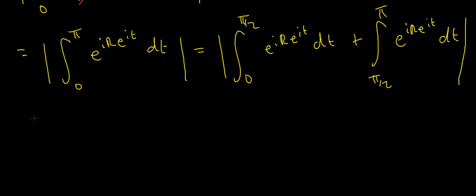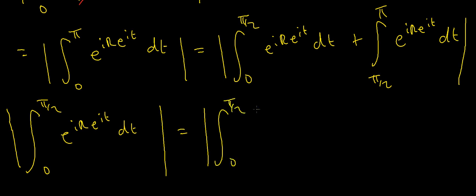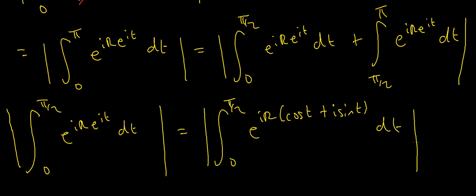Okay, so if I look at the integral from 0 to pi over 2, in absolute value signs, of e to the I r e to the it dt, what is that? Well, e to the it is just the same as cos t plus I sine t, so that's equal to the absolute value of the integral from 0 to pi over 2 of e to the I r, replacing e to the it with cos t plus I sine t, dt in absolute values.